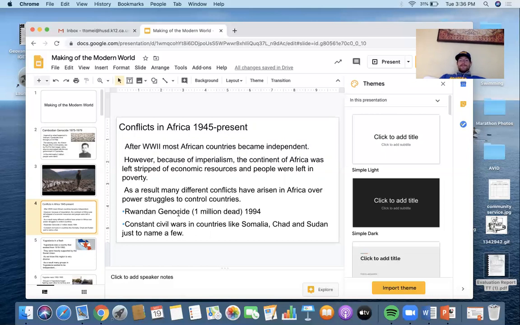Other places like Somalia, Chad, Sudan have been in constant civil wars and conflict, pretty much ever since they became countries after World War II and such. So there's not enough time to talk about African history, at least modern African history. You could take a class on that one day in college. There's just not enough time. We could spend a very, very long time talking about it.